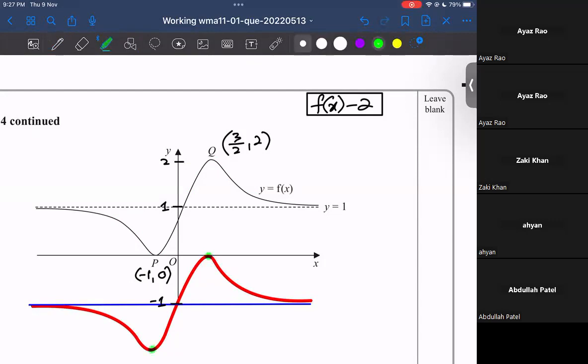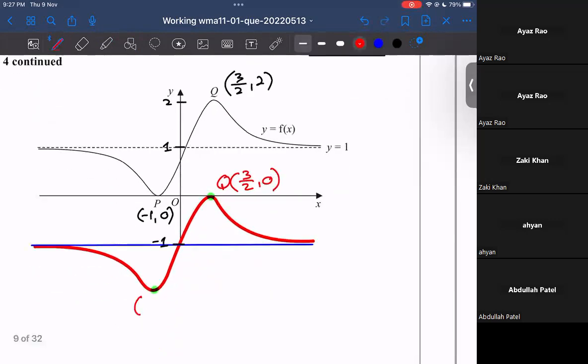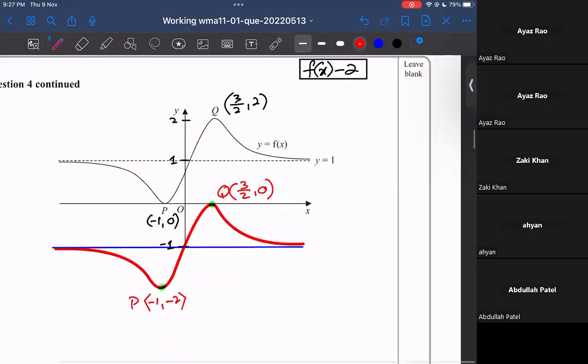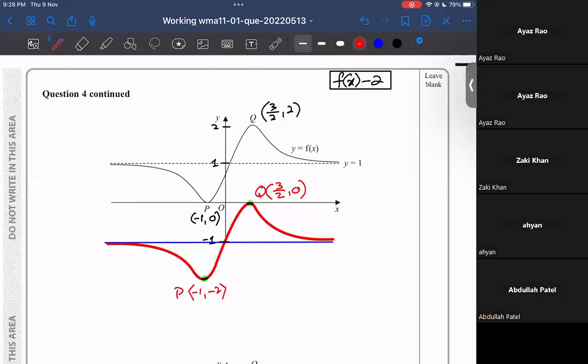We have to label these 2 points. Now this Q coordinate has become (p/2, 0), and this P point has become (-1, -2). This is how you're going to draw the graph. You don't need this to draw, this should not be there with you. I'm only showing you the diagram concepts.